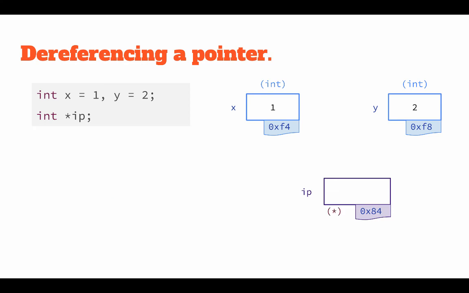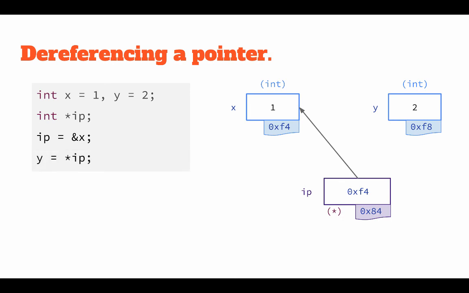Okay, so taking a step back from that side note, let's look at some steps we can do here. First thing we want to do is actually set up our pointer correctly. So we've declared our pointer. Now we want to say ip equals the address of x. So if we copy the address of x into ip, which is 0xF4, we've set up this pointer. So now ip points to x.